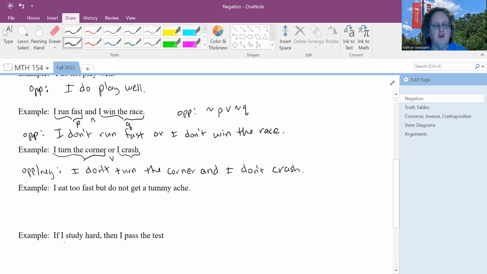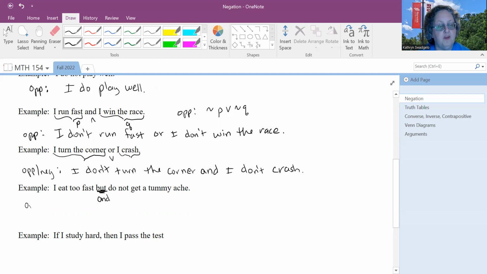Okay. All right, let's try this one. I eat too fast, but I do not get a tummy ache. So here's an interesting thing: in logic, the word but and the word and really mean the same thing, except but has a bit of surprise to it. I eat too fast and I do not get a tummy ache. The reason I say but is that it's a little surprising I didn't get a tummy ache given I ate too much. So when you see the word but in logic, it's the same thing as and.